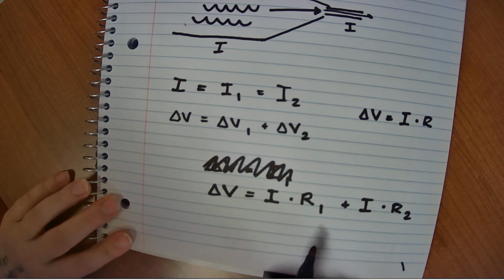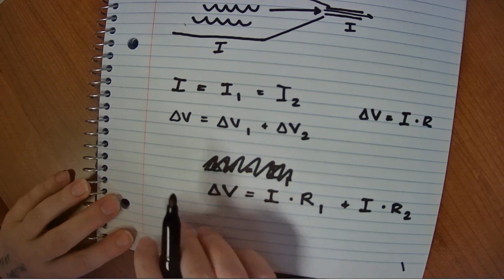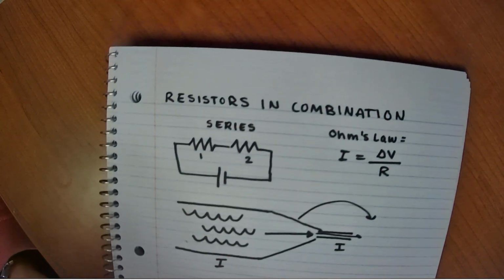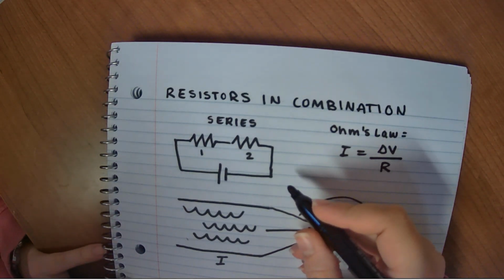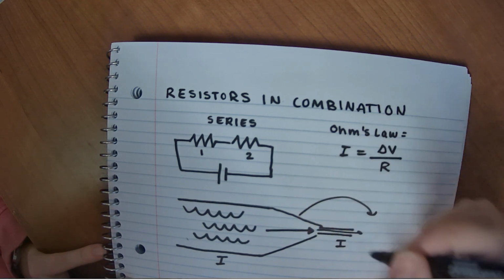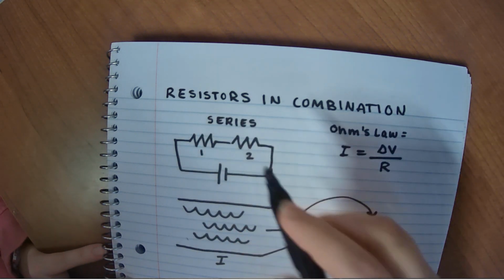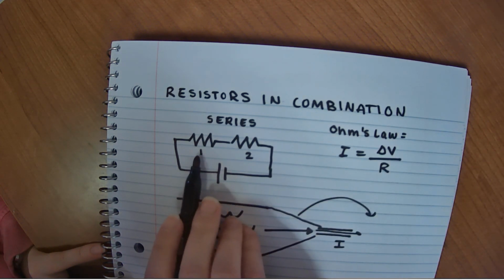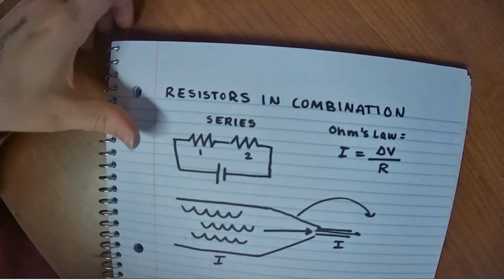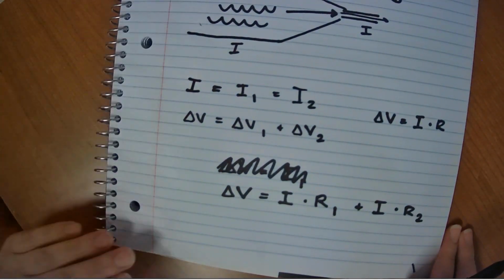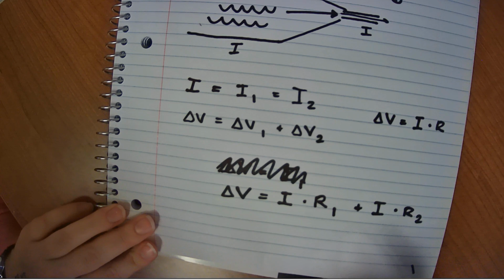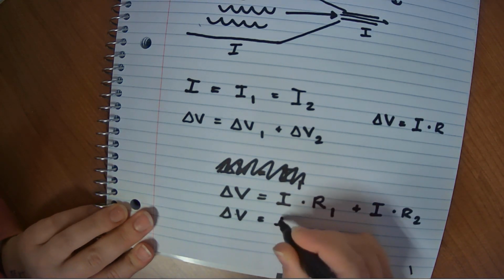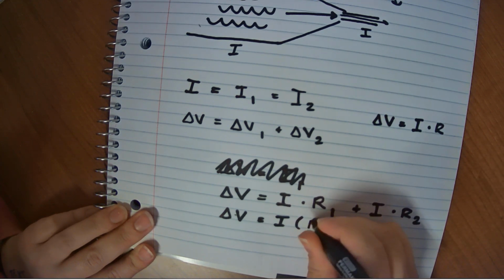So say we wanted to find the equivalent resistance. If we were to turn this series into a series that just had one resistor, what would that resistance be equivalent to in terms of the resistance in 1 and 2? So back to what we have here, we can do some simple algebra and take out the current.